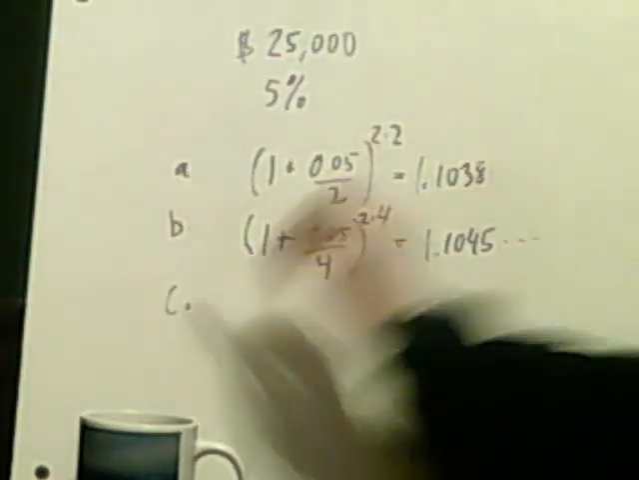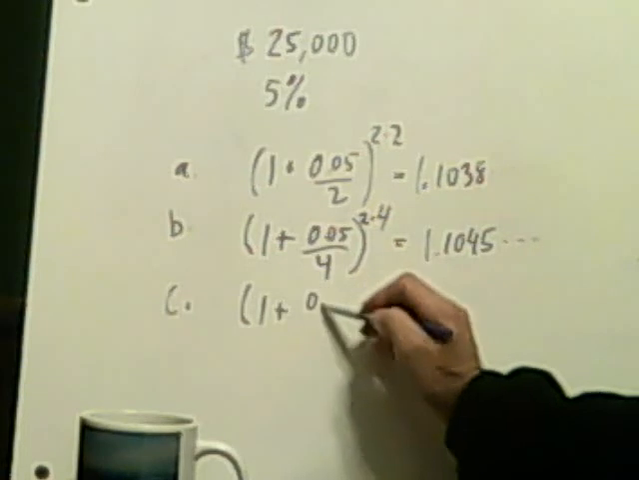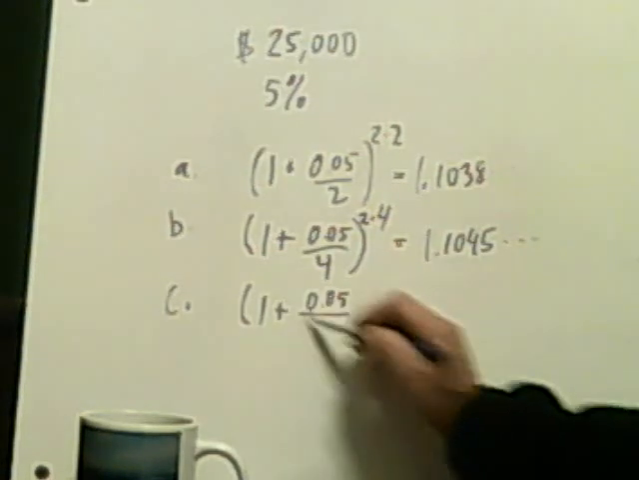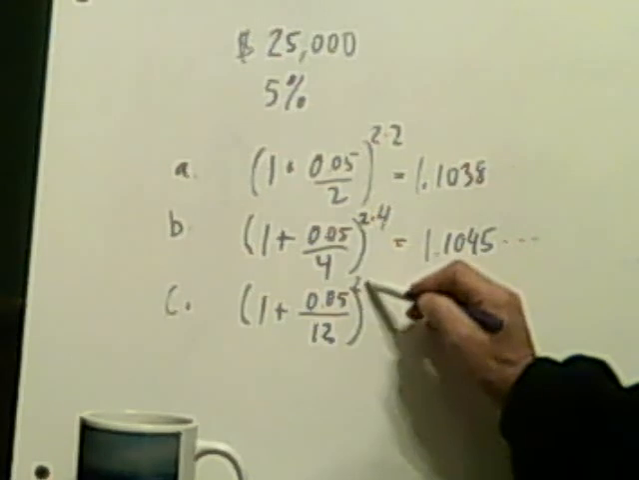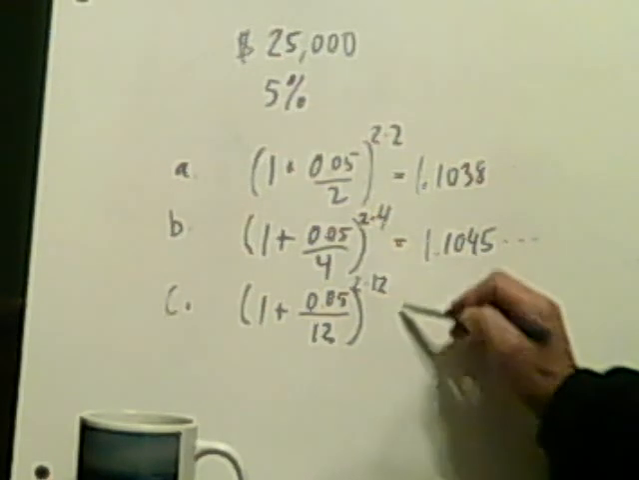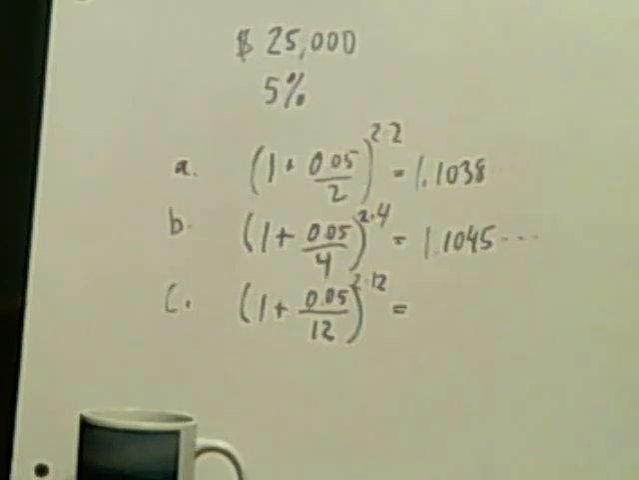Okay? And then the last one was monthly. That's 1 plus 0.05 annual interest rate, but it's done monthly, so you only get 1/12 of that every month. But then it gets compounded 24 times in 2 years. It's going to be slightly more. So here I'm going to take 0.05 divided by 12, add that to the 1.